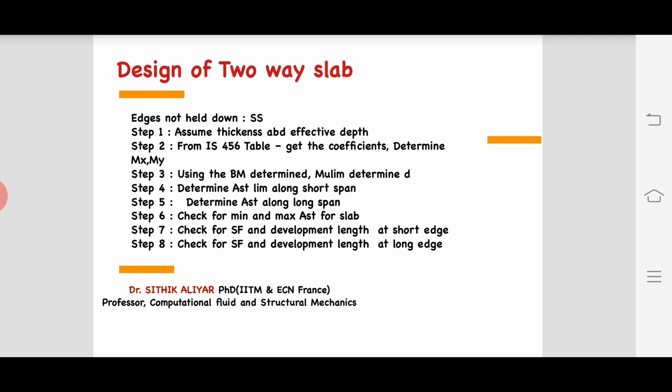Come to step 3: use that, when you know M equals 0.138 fck bd square, correct? You know M from step 2, and you know d and b from step 1. Mostly b is 1 meter. So from step 3, you determine the depth required. Then compare whether the depth assumed is okay or not.